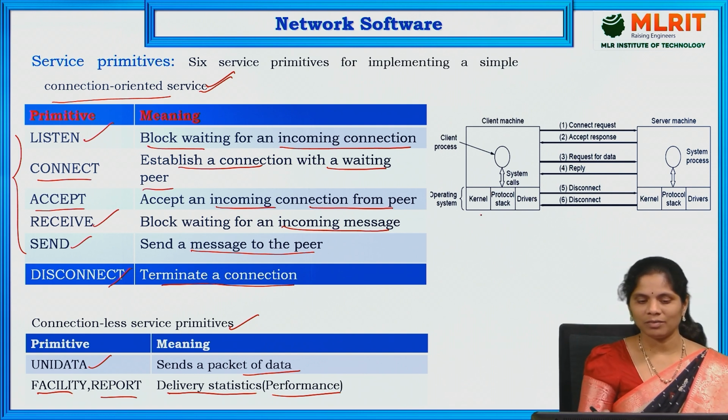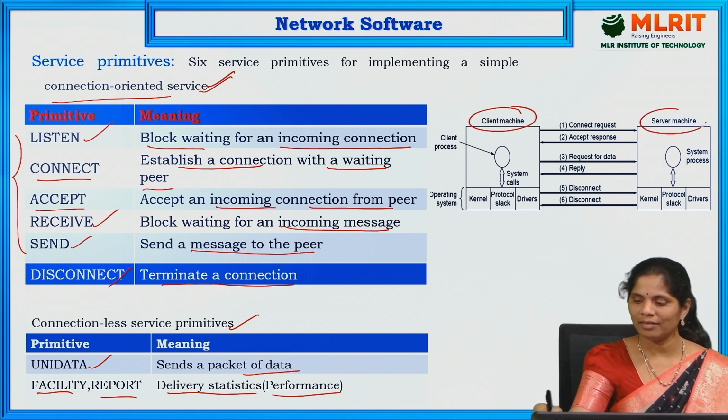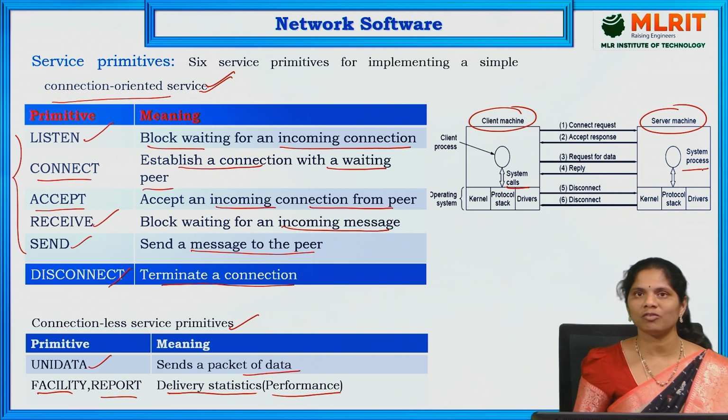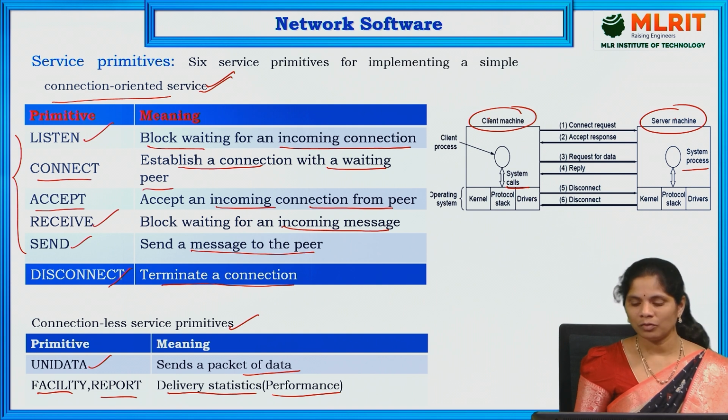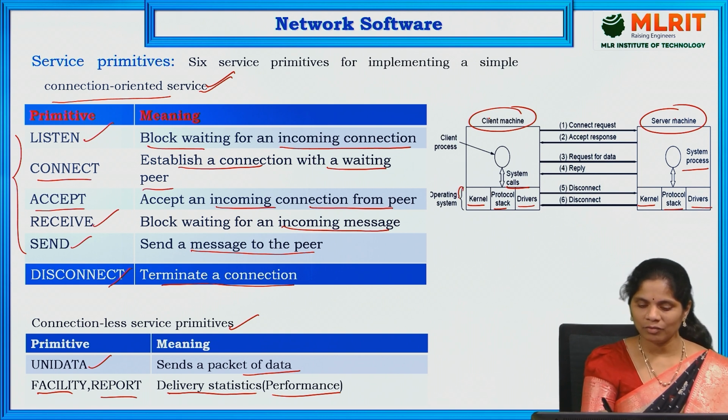Coming to this picture, it is talking about the service primitives. It shows a client machine and a server machine, and it is talking about the system calls. The client machine has the system calls and the client process. The server machine has the process. Both also have the kernel, protocol stack and drivers. This is called the operating system.